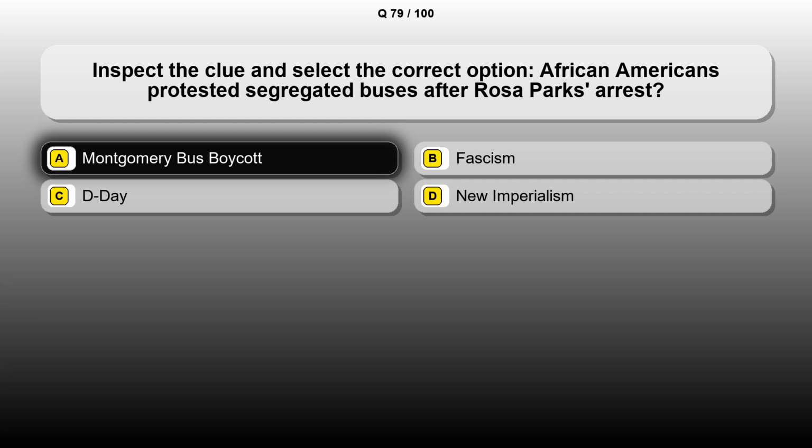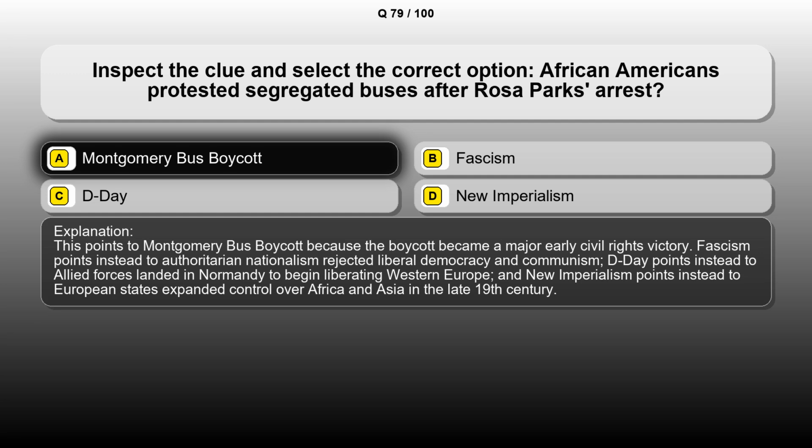The correct answer is option A, Montgomery bus boycott. This points to Montgomery bus boycott because the boycott became a major early civil rights victory. Fascism points instead to authoritarian nationalism, rejected liberal democracy and communism. D-Day points instead to Allied forces landed in Normandy to begin liberating Western Europe, and new imperialism points instead to European states' expanded control over Africa and Asia in the late 19th century.